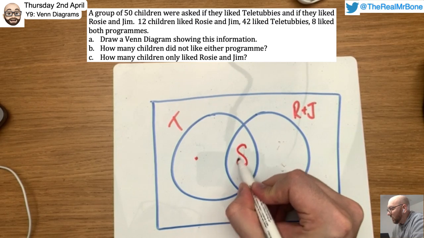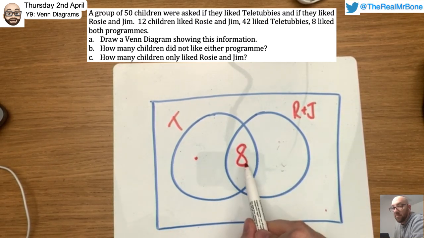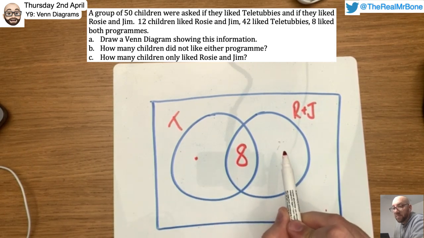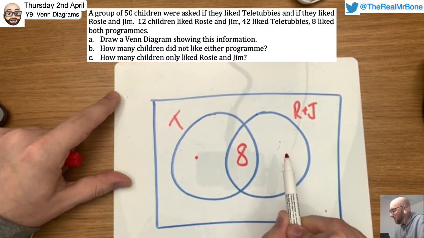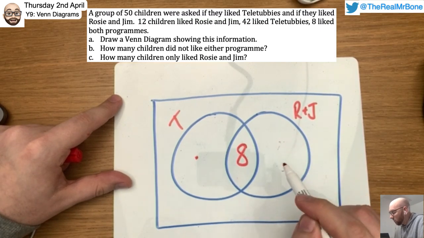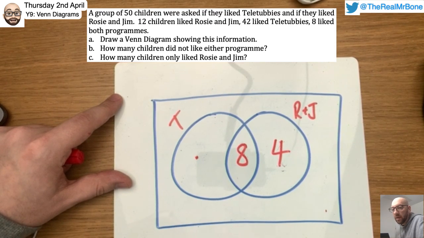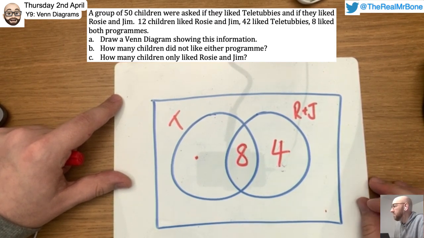So we'll put the 8 in. We know that 8 must go there. There are 8 people, the question says, who liked both Teletubbies and Rosie and Jim. So in order for 12 people altogether to like Rosie and Jim, that means only 4 people like just Rosie and Jim.